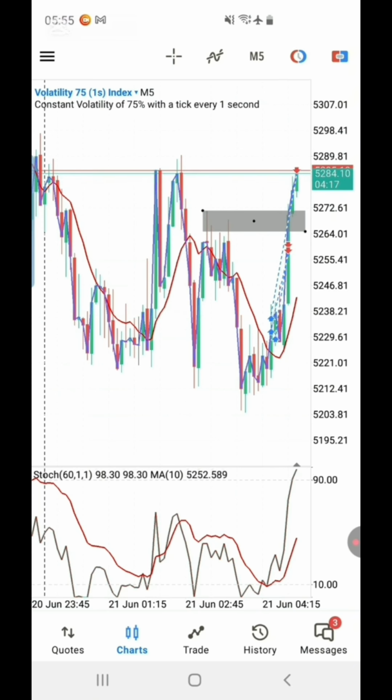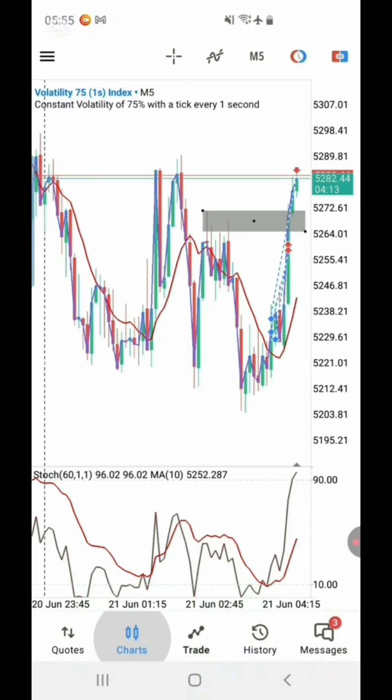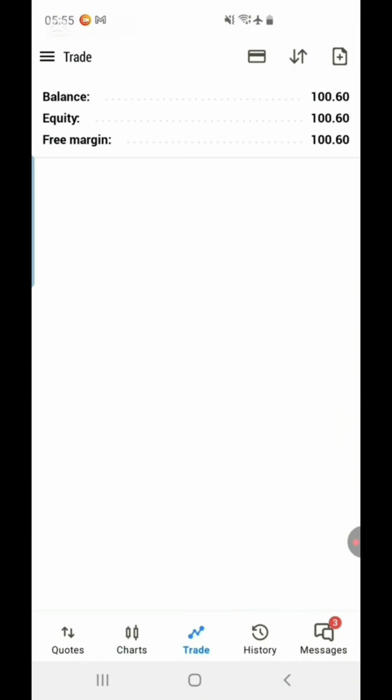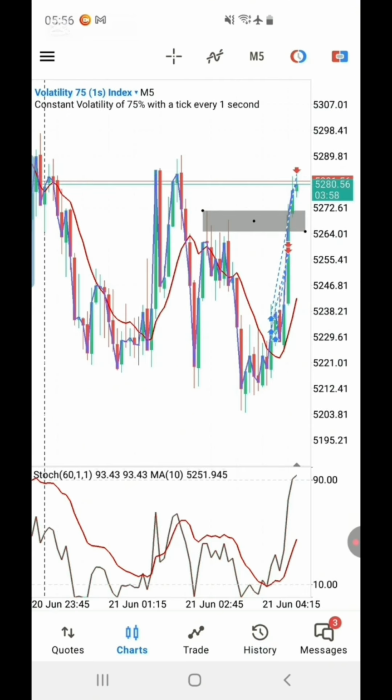Finally, we have doubled this account to $100. So you can see everything in the trade history. This trade took about 20 minutes to play out.